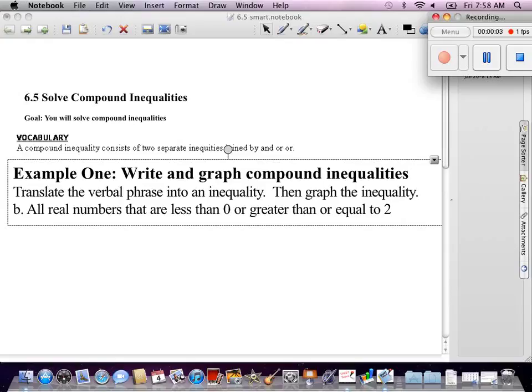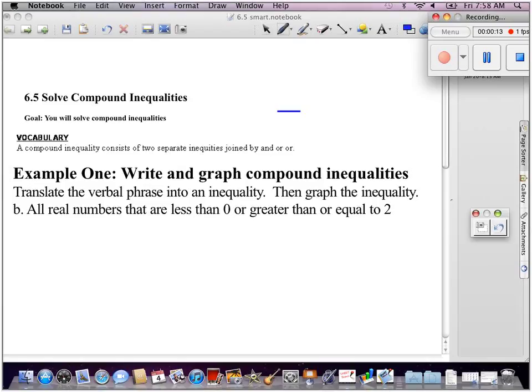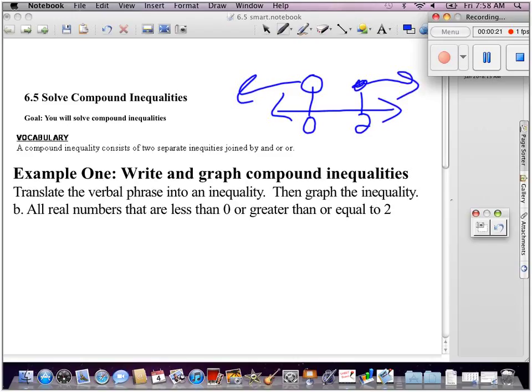Okay, we're looking at 6.5, which is dealing with compound inequalities using the word or. That means when you draw your graph for inequalities, you will have arrows pointing away from each other. Okay? When you graph your inequality, that's an example. It'll be arrows pointing away from each other.